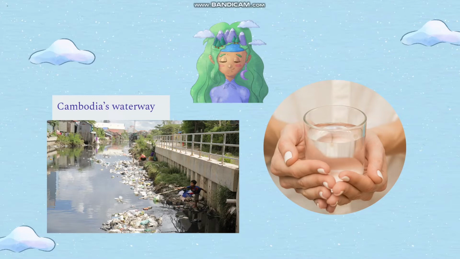As you can see, the picture on the bottom left side shows a waterway in Cambodia. You can see the rubbish and the contaminated water. It is because liquid waste management in Cambodia is still lacking in many ways. It shows conditions which are polluted and contaminated by sewage as well.